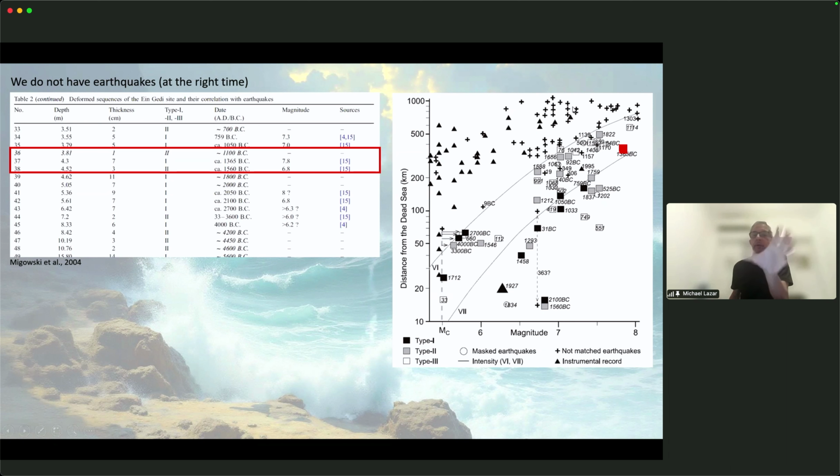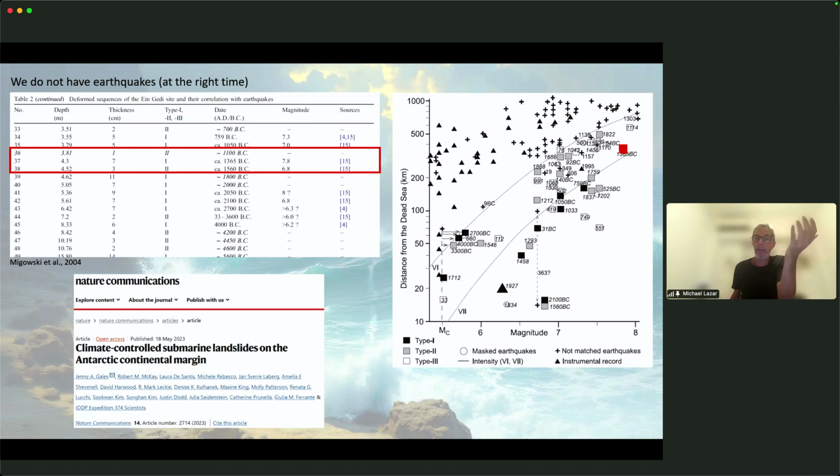So we really do have a good record, a well-constrained record of earthquakes in the Dead Sea. The one thing, though, that is important to mention is that we don't need earthquakes. We can get submarine landslides simply by climate change. And here is a paper that is unrelated to the Exodus, but was published 2 years ago, climate-controlled submarine landslides on the Antarctic continental margin.